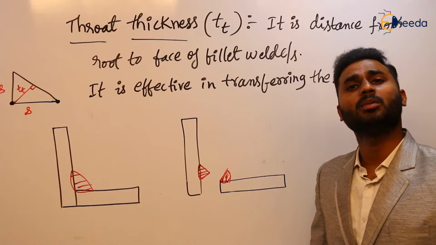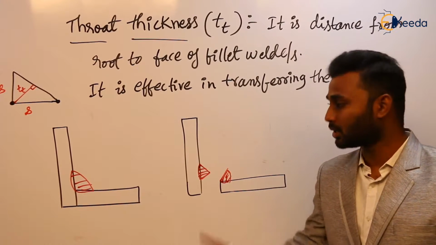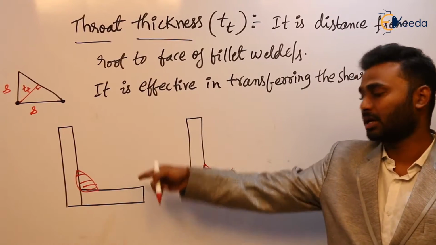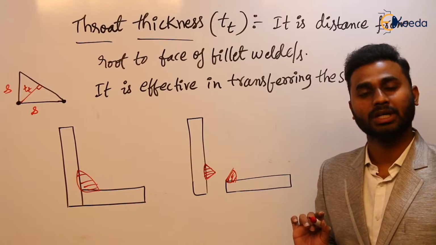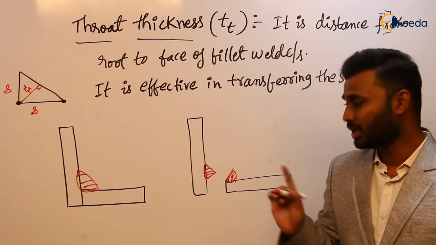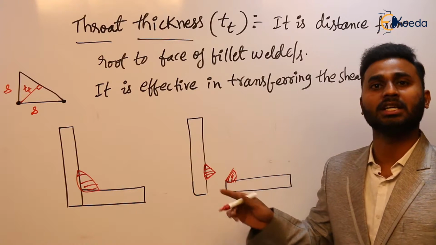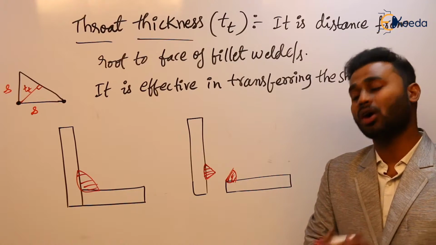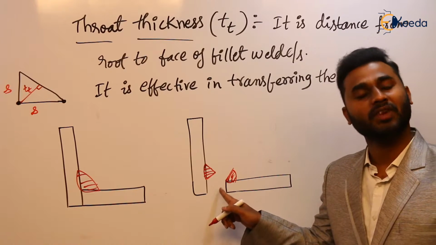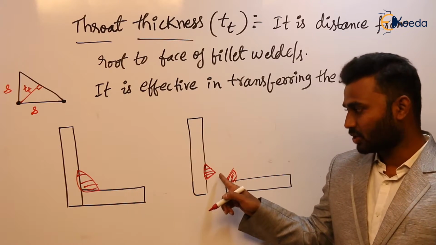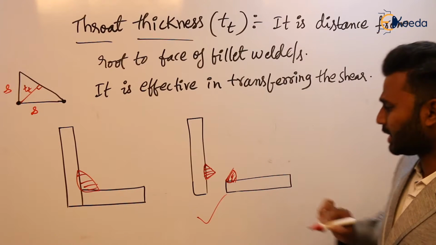Based on that, we came to know that the throat thickness is effective in transferring the shear, but not the size or the hypotenuse or the face. That is the important thing. In design, which dimension should we consider? In the calculation of strength in design, we should consider TT. The weld is going to fail along the throat thickness only. You can say this is the weakest plane, or it is effective in transferring the shear. This is how the weld is going to fail. So this is the correct failure.